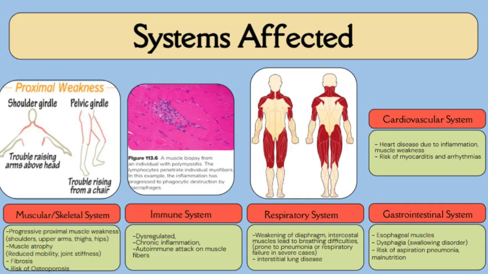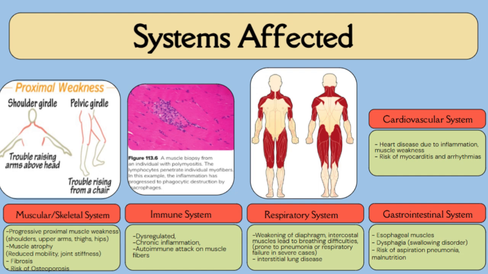Polymyositis primarily affects the muscular system, leading to progressive proximal muscle weakness, especially in the shoulders, upper arms, thighs, and hips. Additionally, PM individuals can also experience risk of contracting musculoskeletal diseases such as fibrosis and osteoporosis. PM individuals can also experience a dysregulated immune system, which can cause chronic inflammation due to the immune system attacking muscle fibers. Within the respiratory system, weakening of the diaphragm and intercostal muscles can lead to breathing difficulties, making individuals more prone to pneumonia or respiratory failure in severe cases.